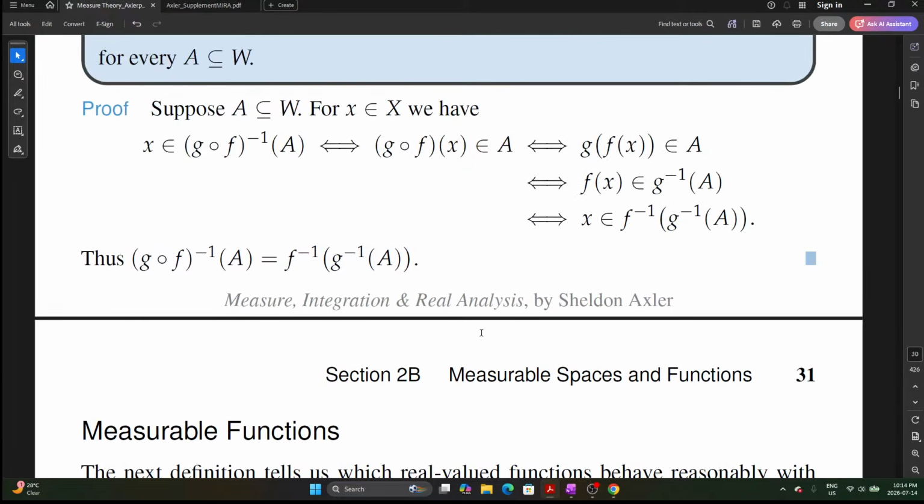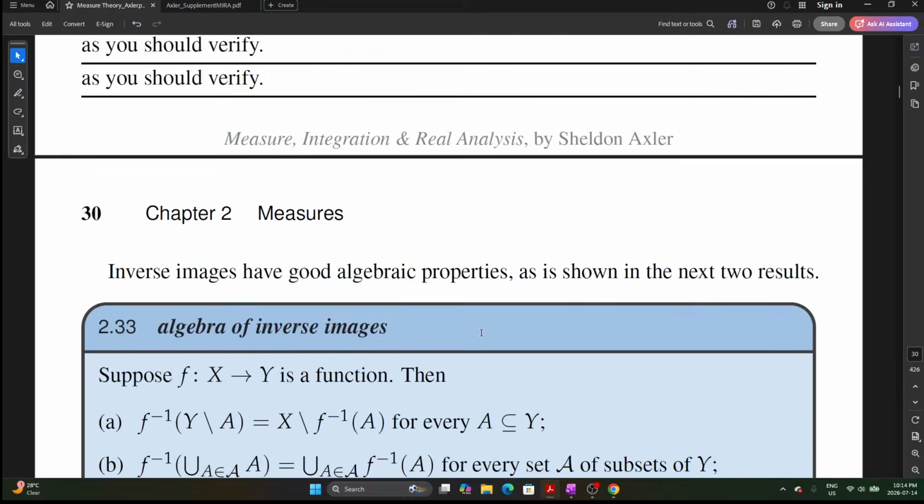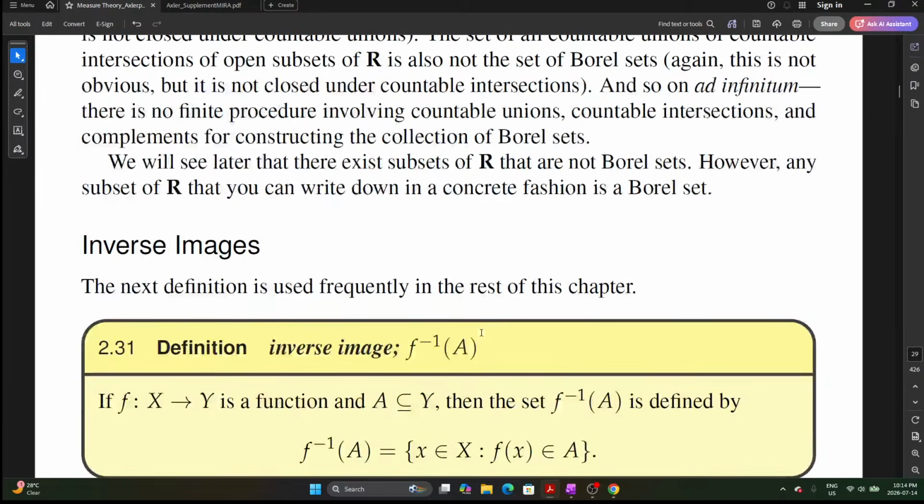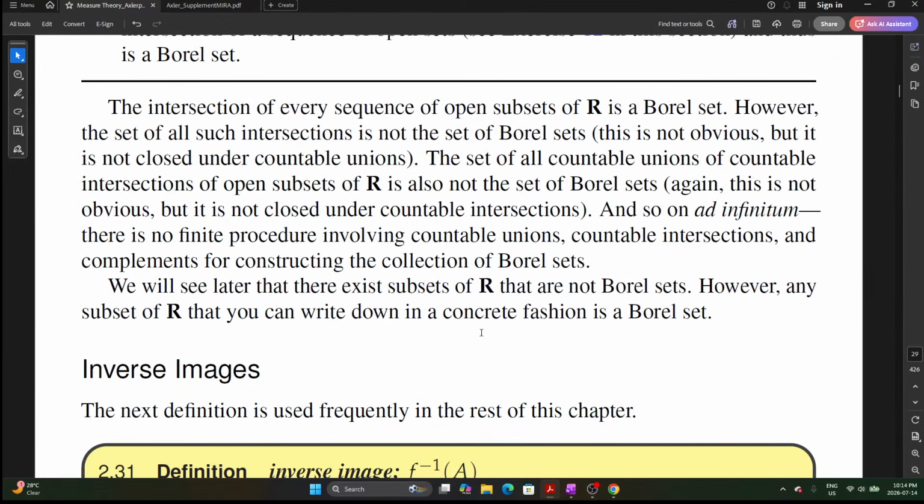Now we need to move on to a new notion called measurable functions. We're making a lot of progress today, which is quite nice. Here, let's continue with the last block of discussion on Borel sets. The intersection of every sequence of open sets is a Borel set. By sequence, of course, we mean a countable collection.